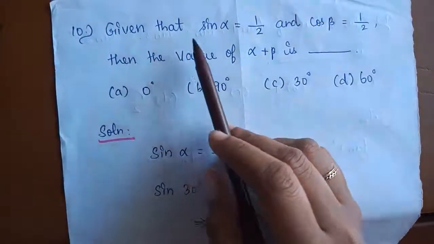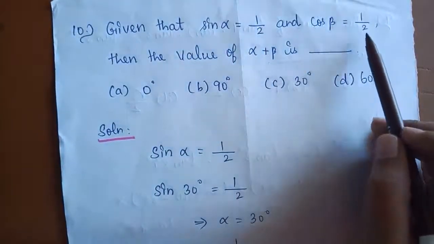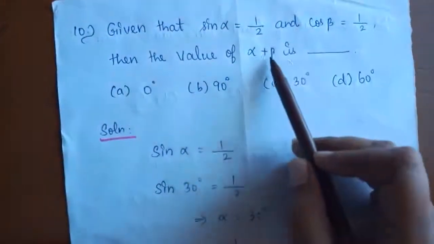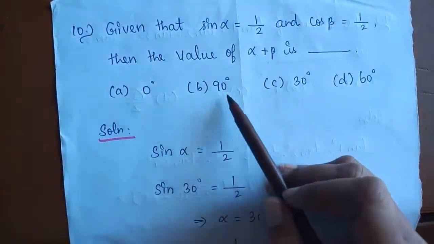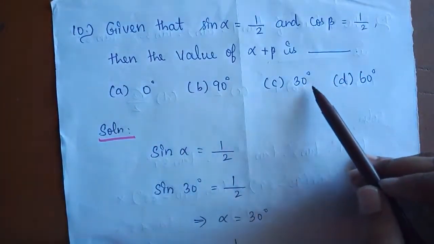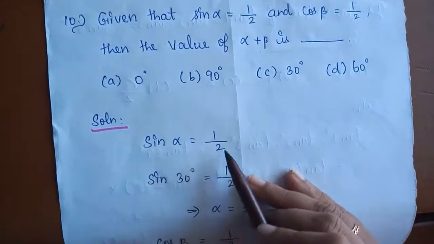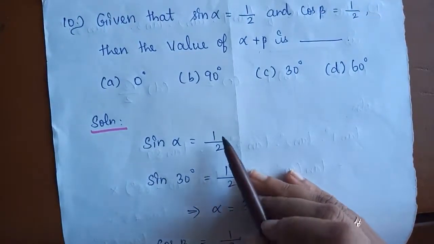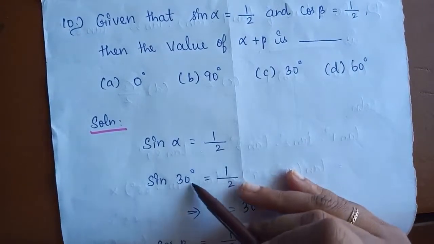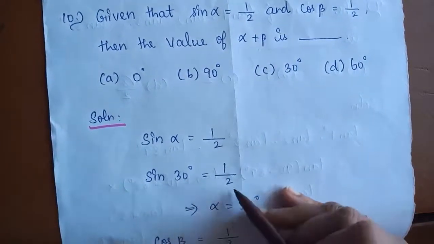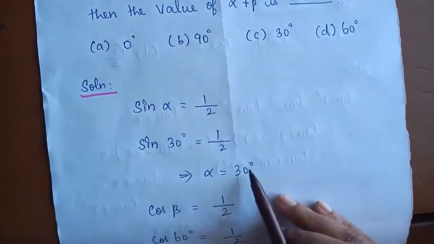Question number 10. Given that sin alpha is equal to 1 by 2 and cos beta is equal to 1 by 2, then the value of alpha plus beta is dash. Option A 0 degree, option B 90 degree, option C 30 degree, option D is 60 degree. Solution: sin alpha is equal to 1 by 2 is given in the question. Sin is 1 by 2 when the theta is 30 degree. So sin 30 degree is 1 by 2. When comparing these two, you get alpha is equal to 30 degree.